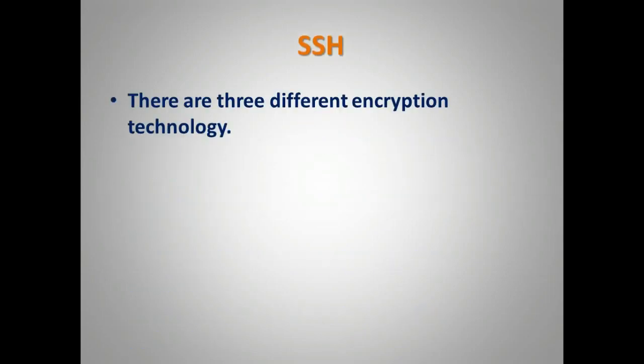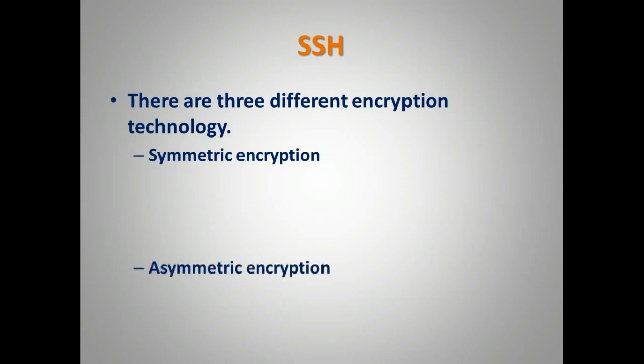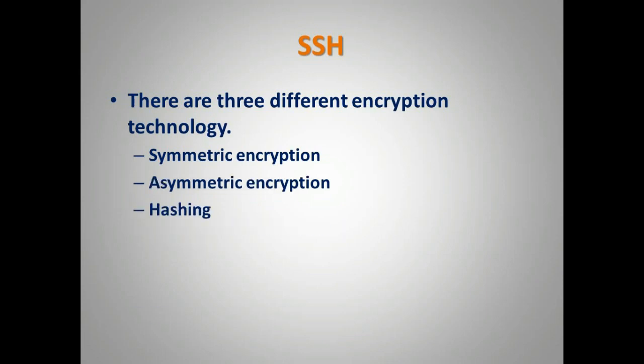So there are 3 different types of encryption technology. One is symmetrical encryption, one is asymmetrical encryption, and the third one is hashing. In detail you don't have to go into all these types of encryption.